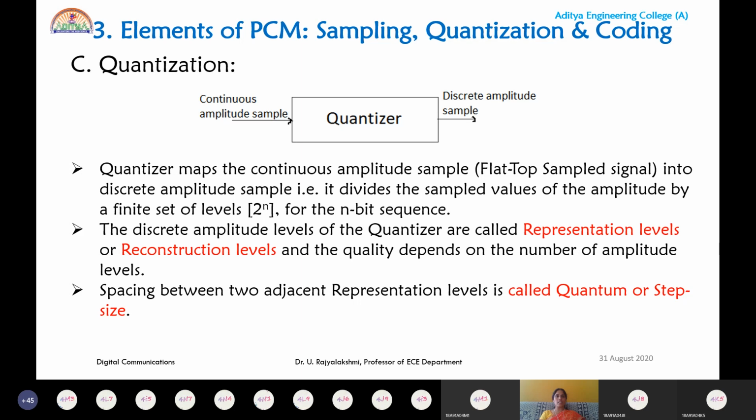Okay, so what is a quantizer? A quantizer converts the continuous amplitude sample into a discrete amplitude sample. It means that it divides the amplitude axis into a certain number of representation levels. How many? 2 power n, where n is for an n-bit sequence. So what is the spacing between two adjacent levels? It is called the step size. Okay, now let us move to the next slide.